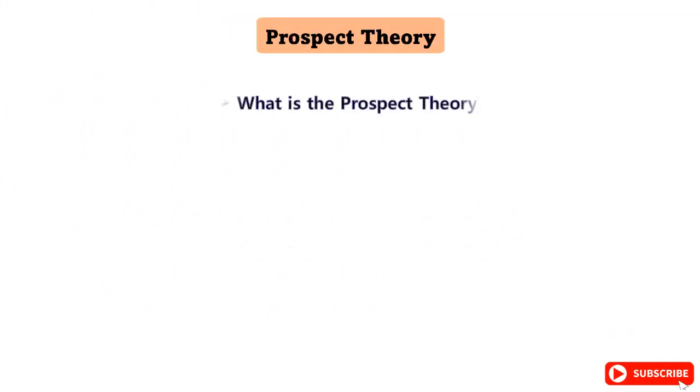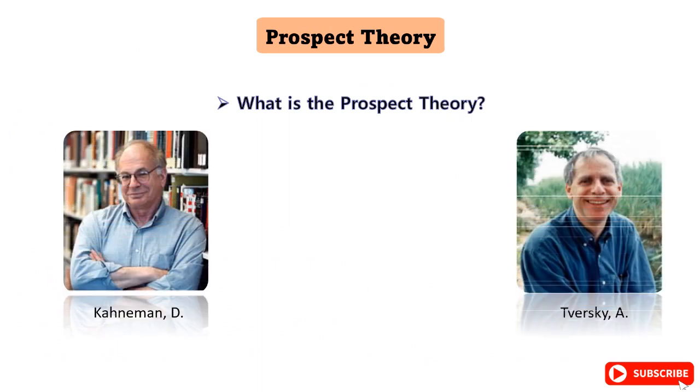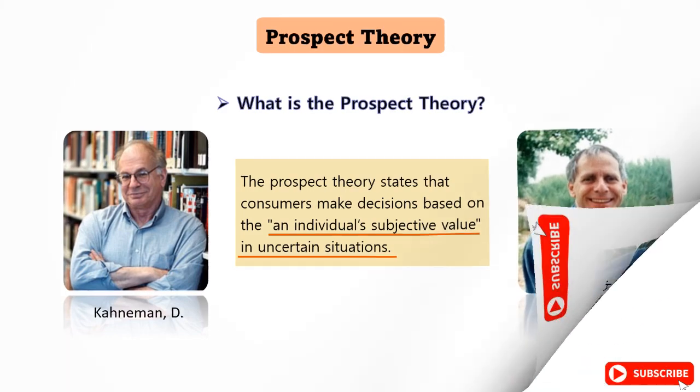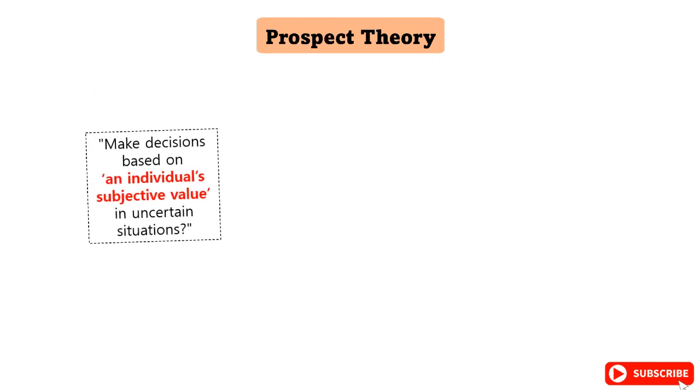To define the prospect theory in one word, it is a theory in which consumers make decisions based on an individual's subjective values in uncertain situations. Make decisions based on an individual's subjective value in uncertain situations? It may sound a bit difficult, so let me explain it simply.